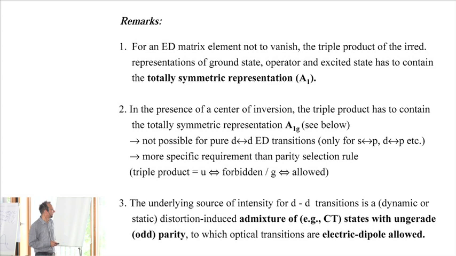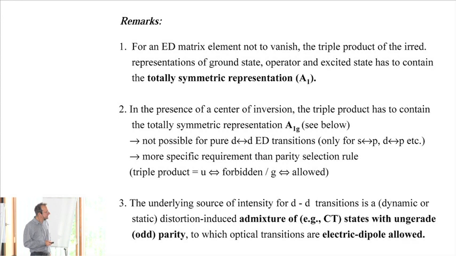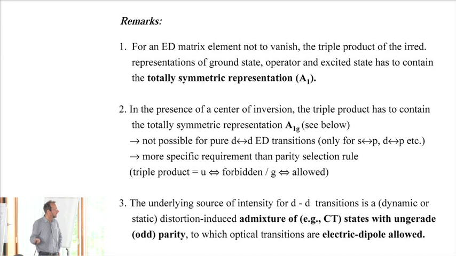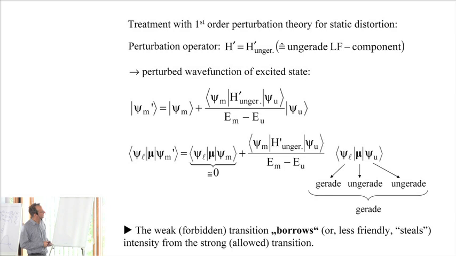And the third point is the underlying source of intensity for d-d transitions is a dynamic or static distortion-induced mixture of, for example, CT states with ungerade or odd parity, to which the optical transitions are allowed. And the way to see this is to do first-order perturbation theory, for example, for the static distortion. We have a perturbation operator, which is just an odd symmetry ligand field contribution, and you have a perturbed wave function in the excited state.